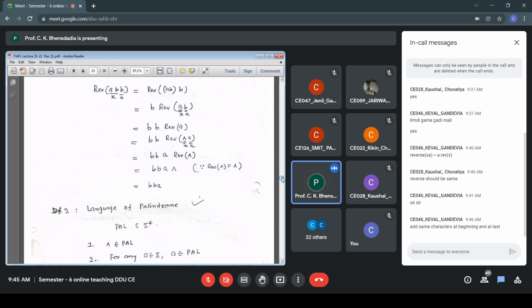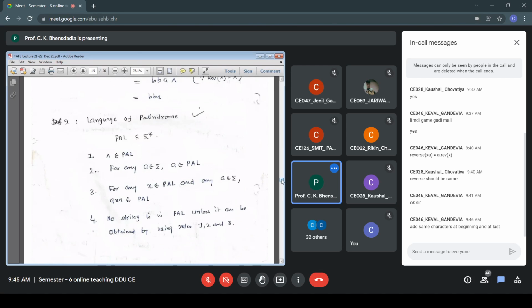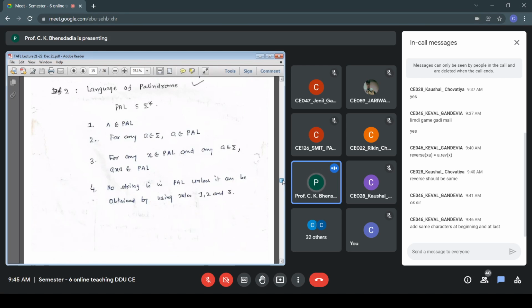And that is my rule number 3. That completes the recursive definition. For any X belonging to PAL and any A belonging to sigma, AXA belongs to PAL. That is the main part of the definition, rule number 3, the recursive definition. And of course, the rebuttal part, our claim for completeness: no string is in PAL unless it can be obtained by using rules 1, 2, and 3 above.